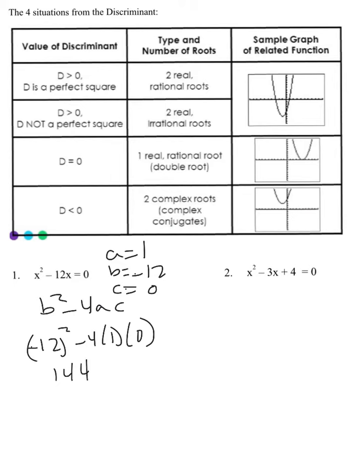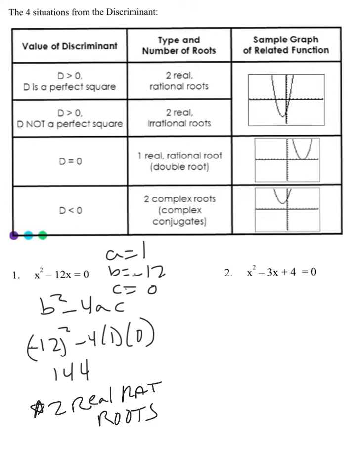Well, isn't that a perfect square? And if that's a perfect square, which case is it? Correct. Perfect square up here is bigger than 0. 144 is bigger than 0. We're going to get 2 real rational roots, okay? And that's all they're asking you for on something like this. So we're going to have 2 real rational roots here. That's basically what we call case 1 up there.